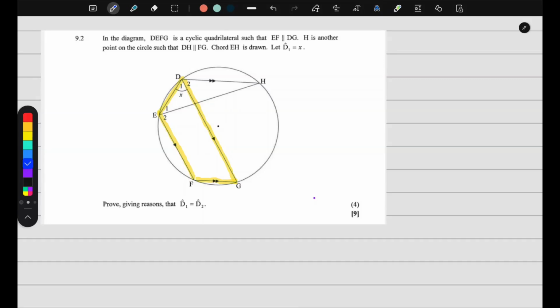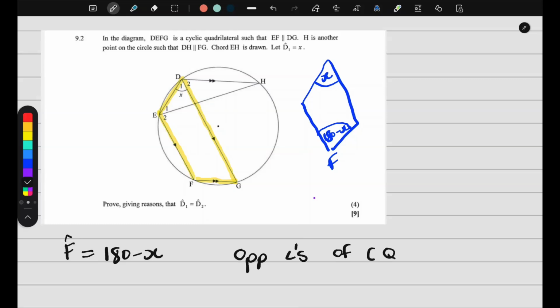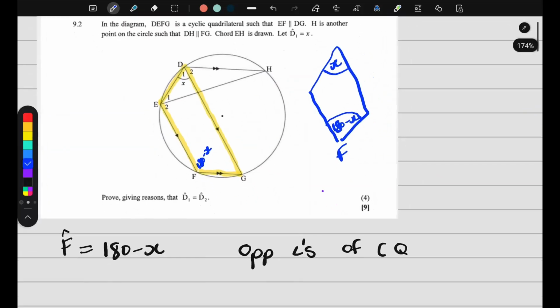Let's look at this question. Do you see the cyclic quad DEFG that I highlighted? Now, if D1 is x, I'm going to take it out. D1 is on top here. D1 is x. Then angle F is 180 minus x because this plus this is 180. Opposite angles of a cyclic quad. So I'm going to write that down. Angle F is 180 minus x. Opposite angles of a cyclic quad. And then I write that in.